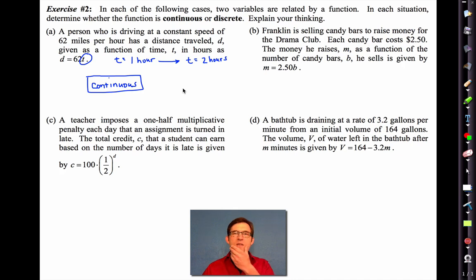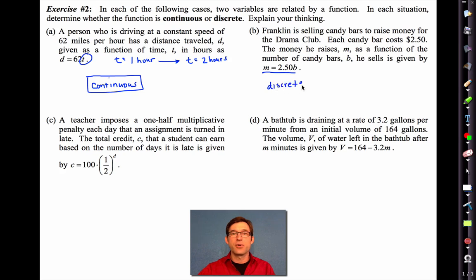Letter B. Franklin is selling candy bars to raise money for the drama club. Each candy bar costs $2.50. The money he raises, M, as a function of the number of candy bars, B, that he sells is given by this. All right. Hopefully, you said this was discrete.